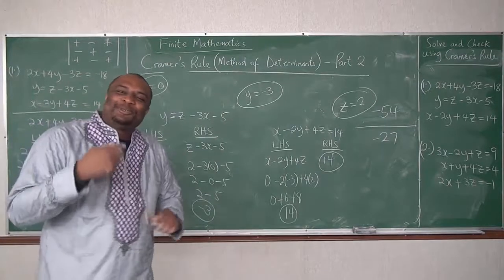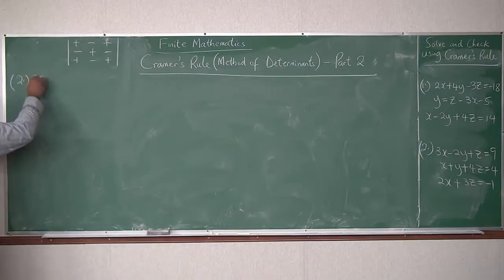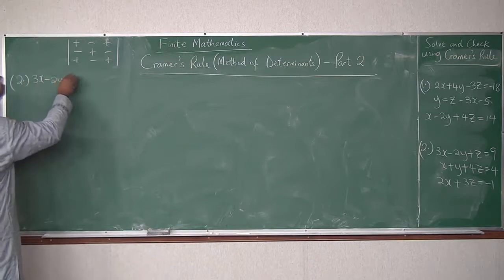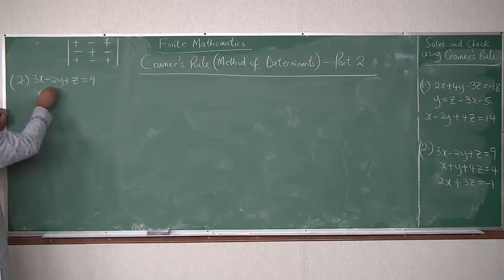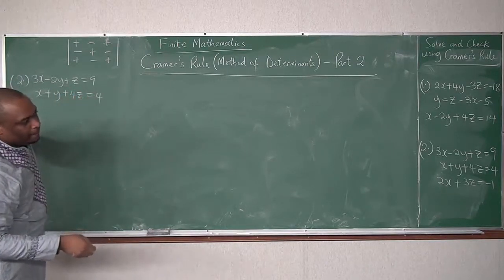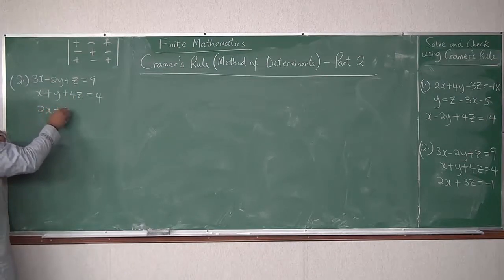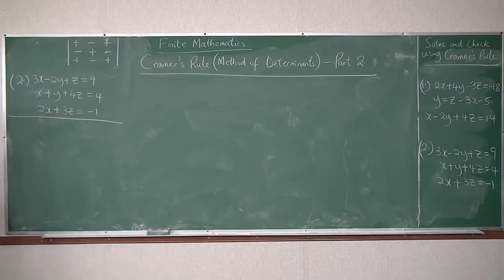Okay, let's go to question 2. 3x minus 2y plus z is equal to 9. X plus y plus 4z is equal to 4. 2x plus 3z is equal to -1. So, can we simplify equation 1? 3, -2, 1, 9, no. Equation 2, 1, 1, 4, 4, no. Equation 3, 2, 3, -1, no, we cannot.